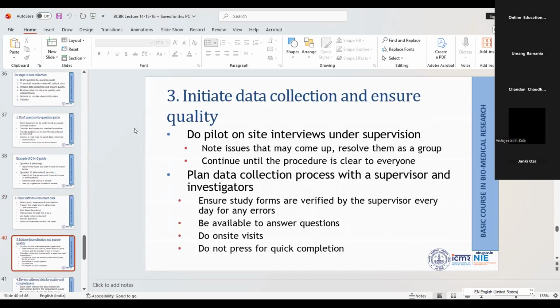Third is initiate data collection and ensure quality. Before starting actual data collection, we will do piloting. So do piloting on-site with interviews under supervision, note the issues that may come up during the piloting, and resolve them before starting the study, and continue until the procedure is clear to everyone. Then plan the data collection process with the supervisor and investigator. Ensure that study forms are verified by the supervisor every day for any errors. It is very important that the investigator ensures this, is available to answer questions, does on-site visits, and does not press for quick completion. Otherwise, the quality of data will be compromised.